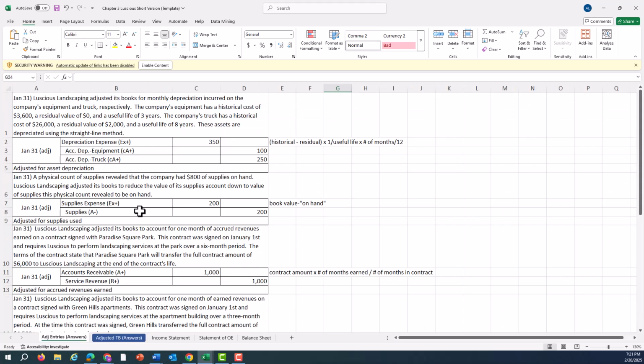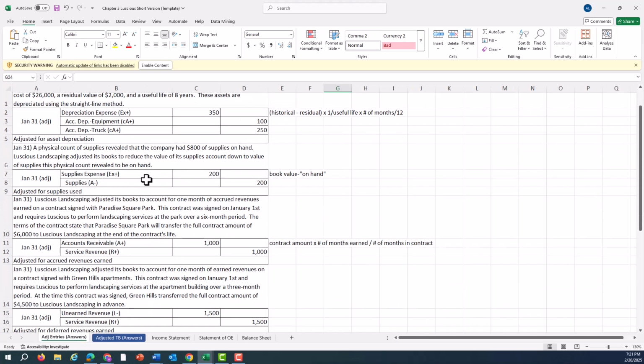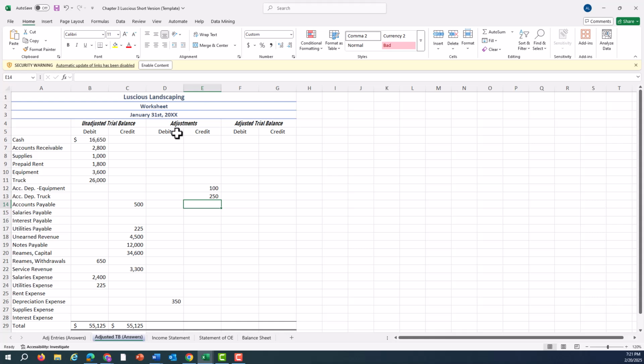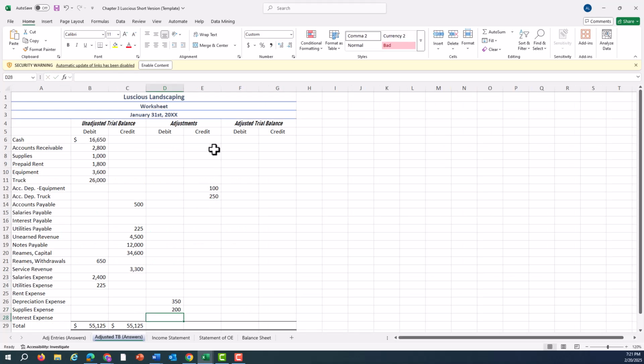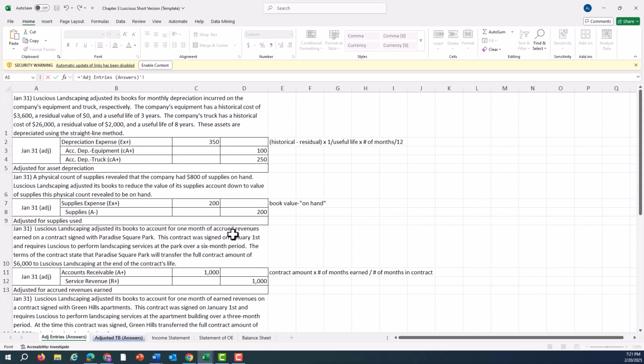Going down to the next adjusting entry, we had a $200 debit to supplies expense. So I'm going to go in the adjustment section. It was a debit, so I'm going to find supplies expense and bring that $200 debit over to my worksheet. The credit in this entry is a $200 credit to supplies, so I'm going to need a $200 credit to supplies in my adjustment section.